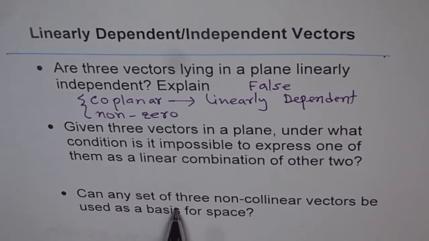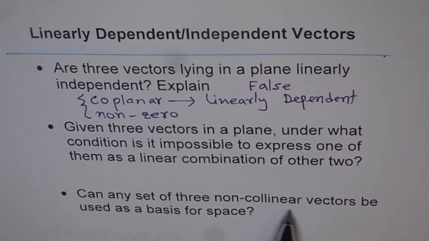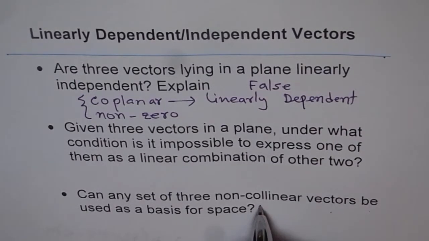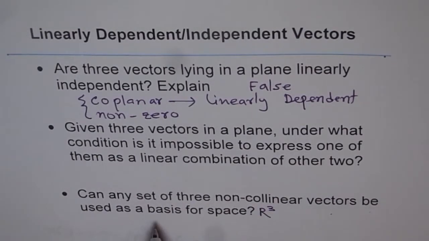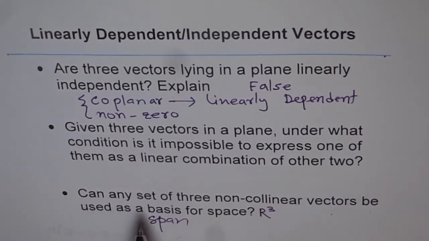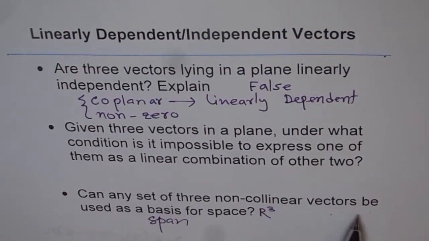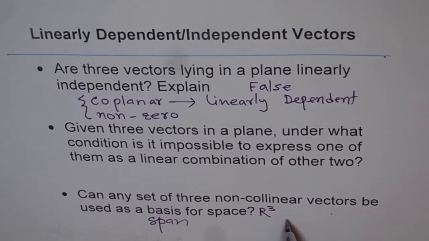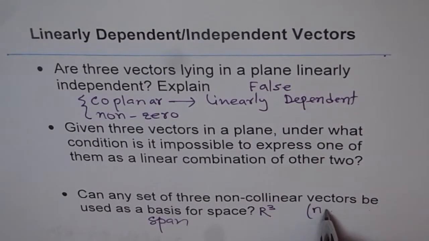Can any set of 3 non-collinear vectors, so now we have vectors which are non-collinear, be used as a basis for space? When we say space, then we are trying to say R3, right? And basis is the next word, as most of you are using span, right? So can any set of 3 non-collinear vectors be used as a basis, or used to span R3, right? So here the keyword is non-zero, so again you have to add non-zero.